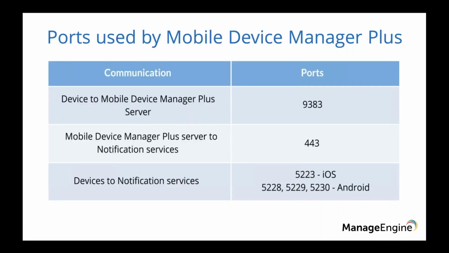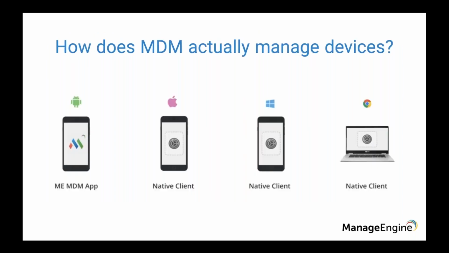Now, for the ports used by the MDM solution. The important port over here would be your device to Mobile Device Manager Plus server communication in case you're going for an on-premise setup. And that port is the 9383 port. The rest of the ports here are so that the server can contact the notification services, which in turn reach out to the mobile devices in order to wake them up. So this completes the architecture.